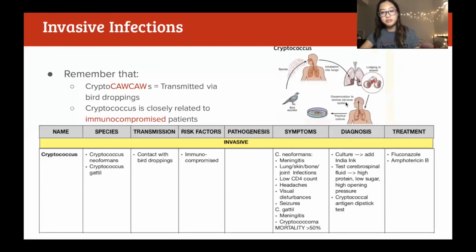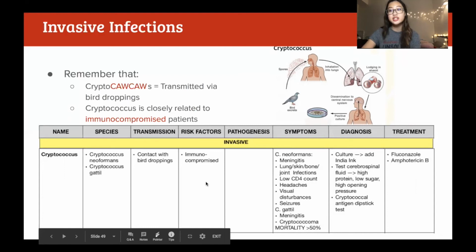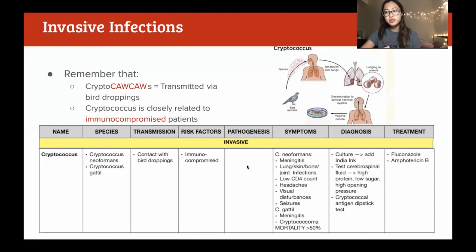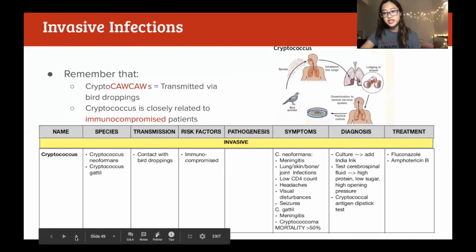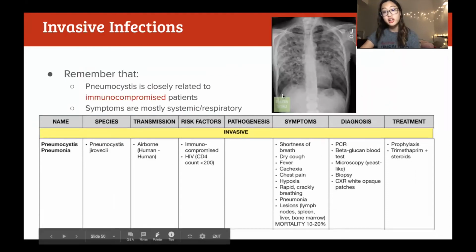And then you get a positive culture from that, and I'll let you guys read what a positive culture would look like. And this one can be treated by fluconazole and amphotericin B. And remember, once again, being immunocompromised is a risk factor. I mean, you can tell it means that you're at risk of a lot of things.